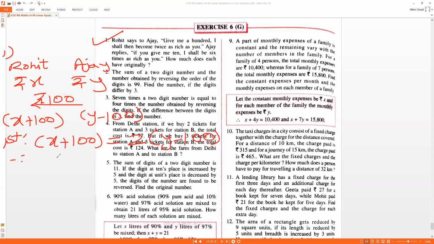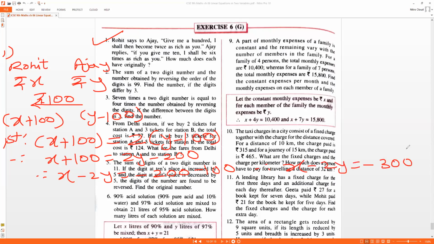So what do you get? x plus 100 is equal to 2y minus 200. So you get x minus 2y is equal to minus 200 minus 100. So in fact, you get x minus 2y is equal to minus 300. Is that clear? Yes, sir. This is equation 1.